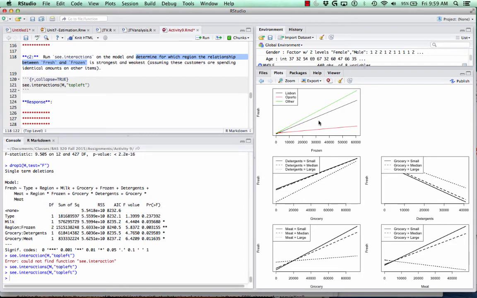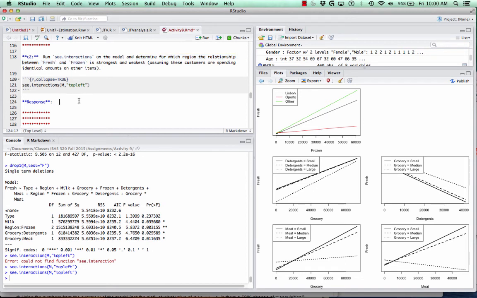And here are the three implicit regression lines. So among otherwise identical customers, it looks like the strength of the relationship between fresh and frozen is strongest for the other region, and the relationship is weakest for the Oporto region. I'm going along with what that analysis was with statistical significance. It turns out the difference in strengths between Lisbon and other, and Lisbon and Oporto, is not statistically significant, but overall there is a difference in strengths, implying that there is a statistically significant difference between Oporto and other here.